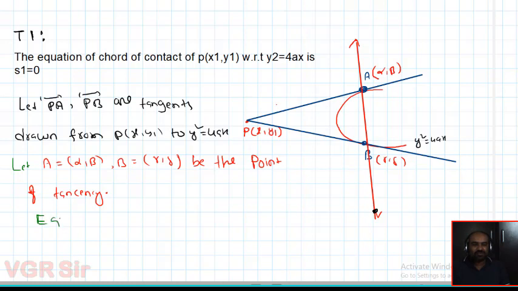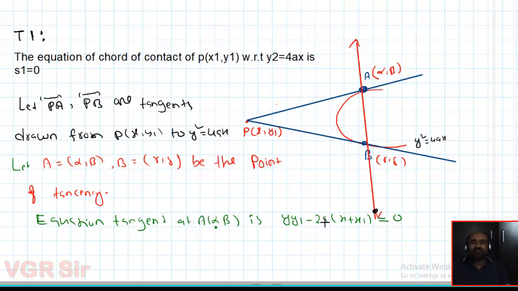Equation of tangent at A (alpha, beta) is actually, what is the equation? I will write y1 minus 2a times (x plus x1) equal to 0. This is the equation of the tangent. So instead of x1, this line is passing through (alpha, beta), so instead of x1 you need to write alpha, instead of y1 you write beta. That is y beta minus 2a times (x plus alpha) equal to 0. This is equation number 1. This is the equation of the tangent drawn through A.